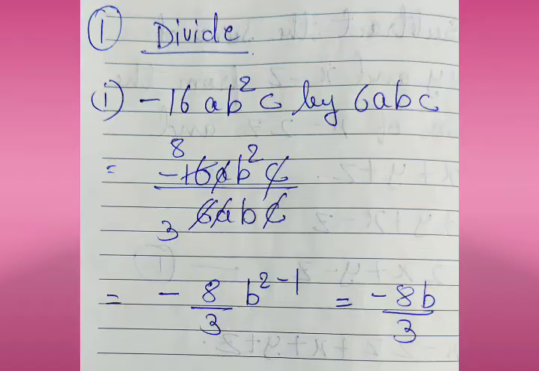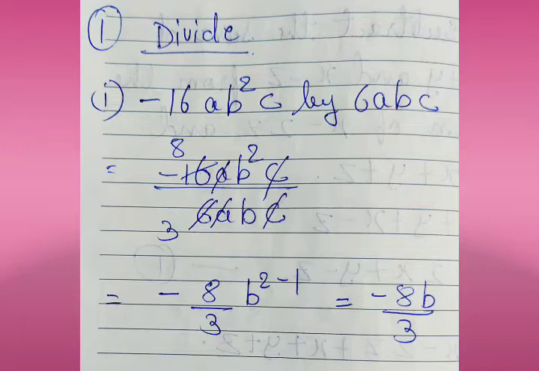Minus 16ab square c divided by 6abc. So we will write as I have done, you can see on the screen. So minus 16ab square c divided by 6abc. So 16 and 6 we will cancel. It can be cancelled by 2. So 2 8s are 16, 2 3s are 6. Then a and a is cancelled.